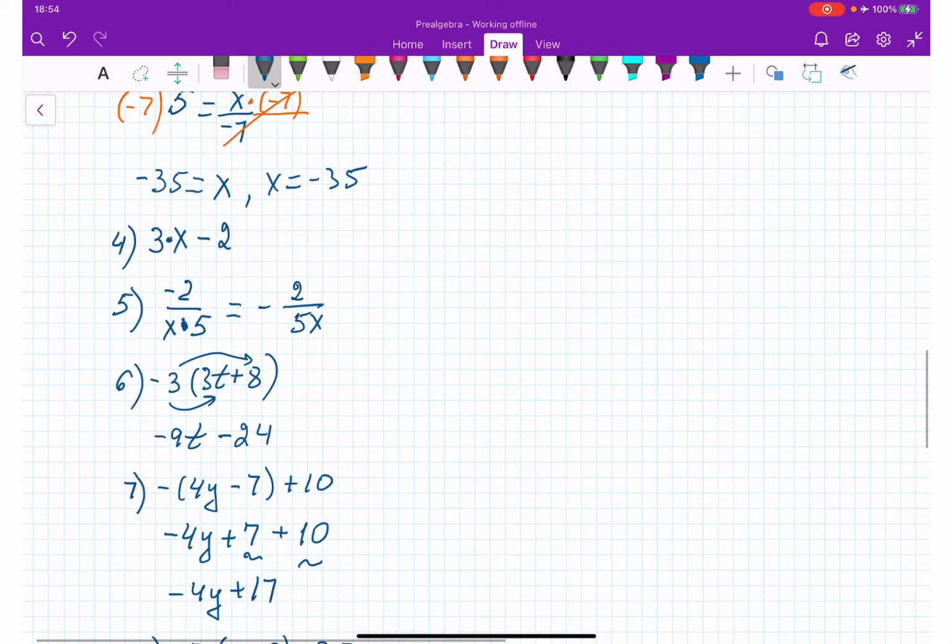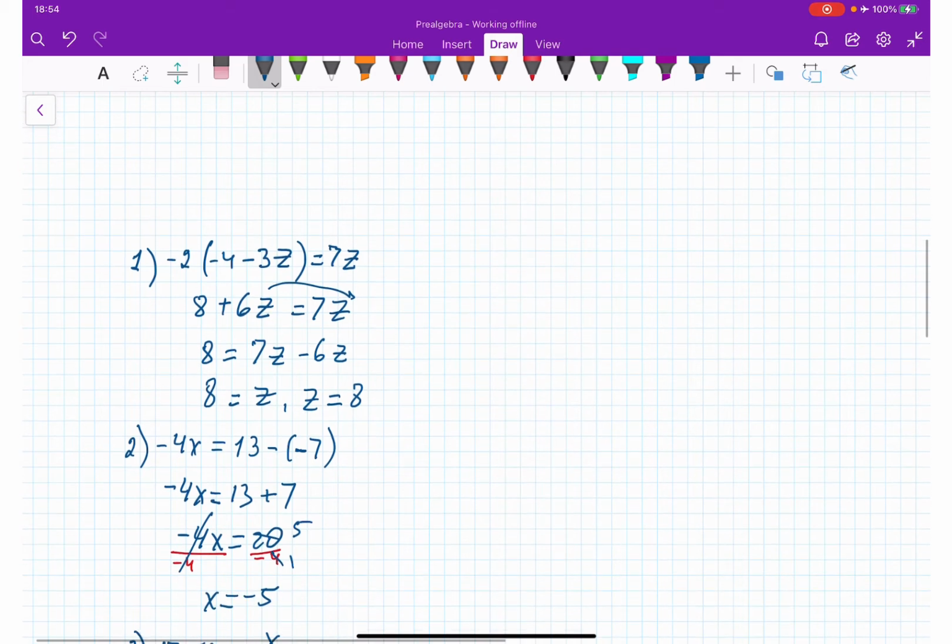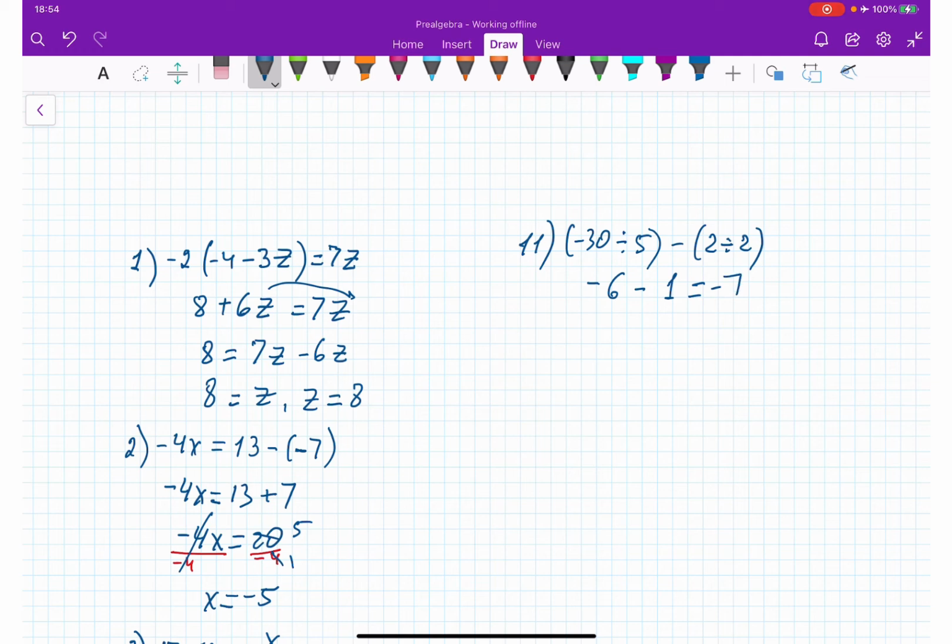Question number 11. Negative 30 divided by 5 minus 2 divided by 2. All right, negative 30 divided by 5 is negative 6. Subtract 2 divided by 2 is 1. Negative 6 minus 1 is negative 7.